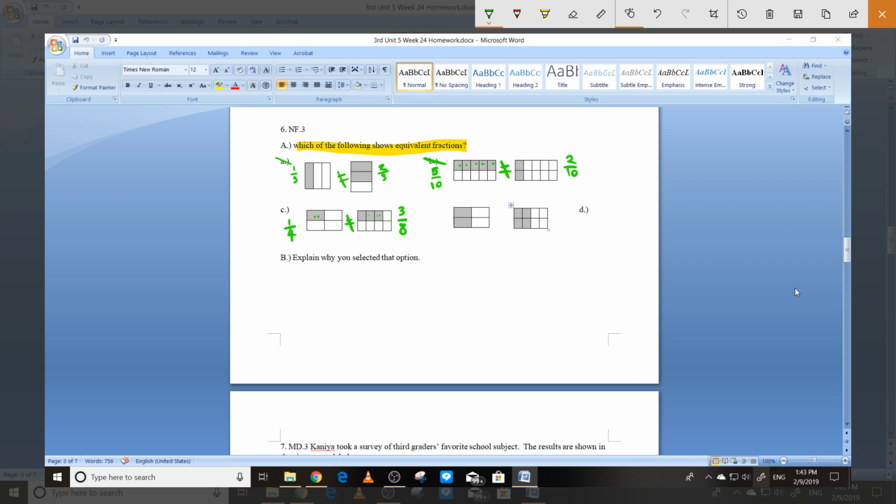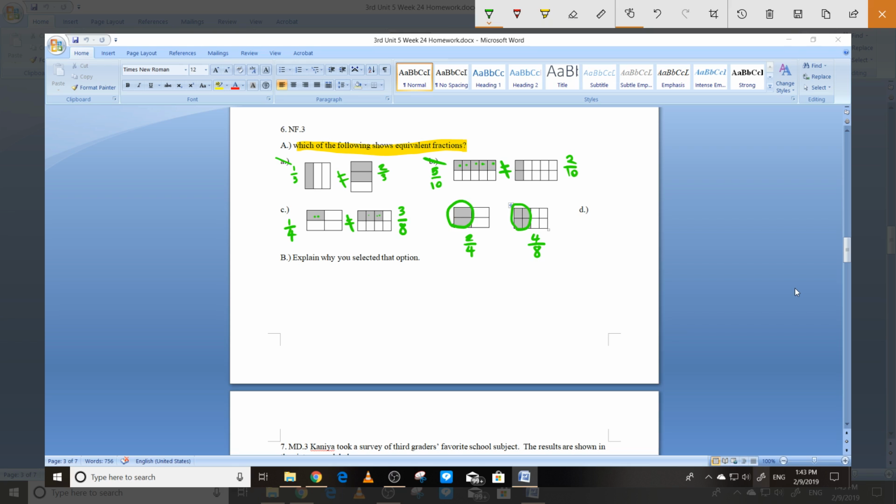The last one is D. D says this is 4, but instead 2 are shaded. Over here we have 4 pieces shaded out of 8 pieces. Now this one is actually the correct answer. If you look at the dimension of the shaded part, this shaded part is actually the same size as that.